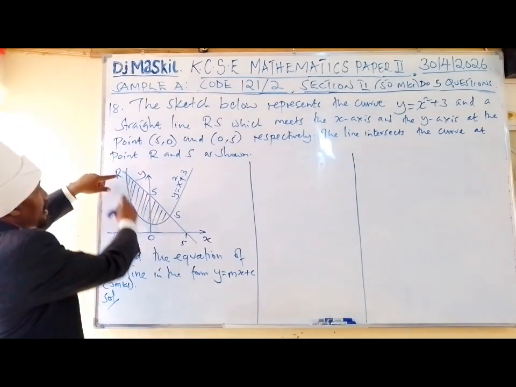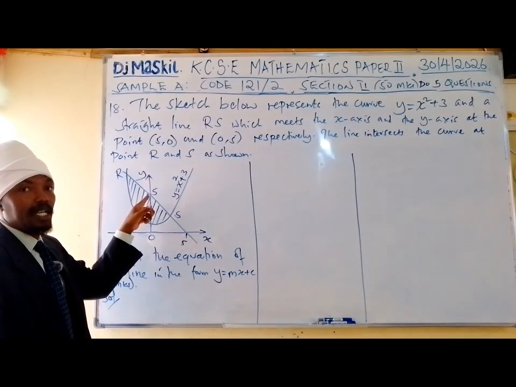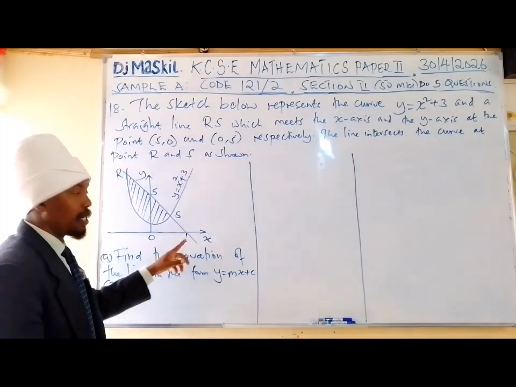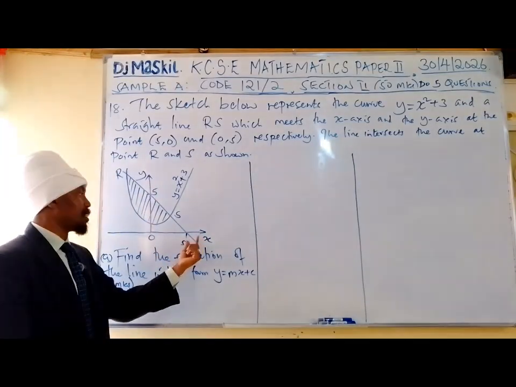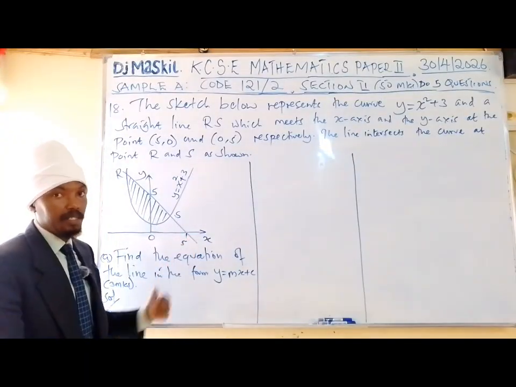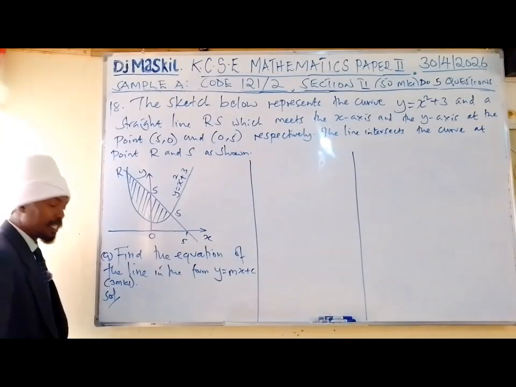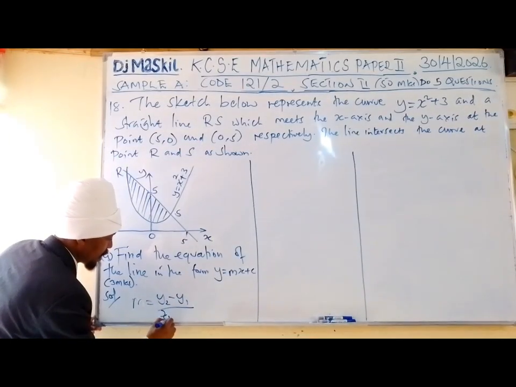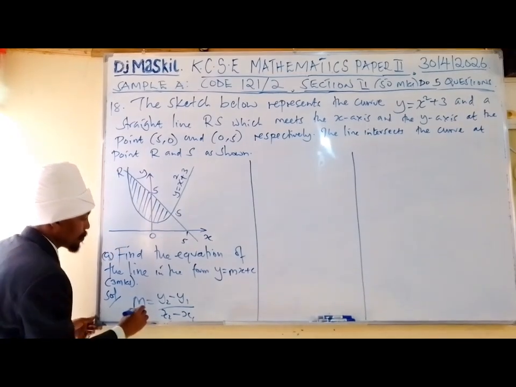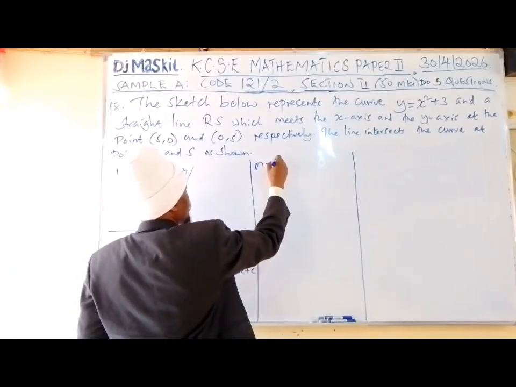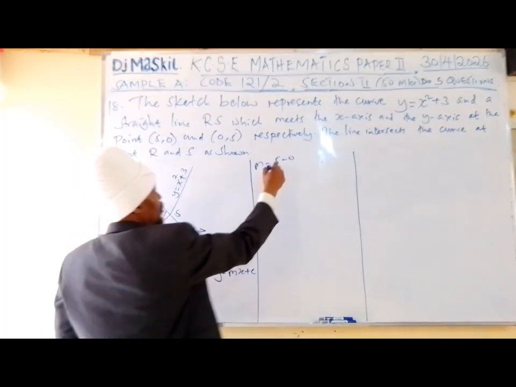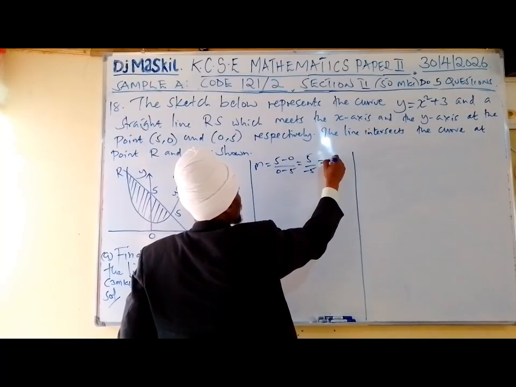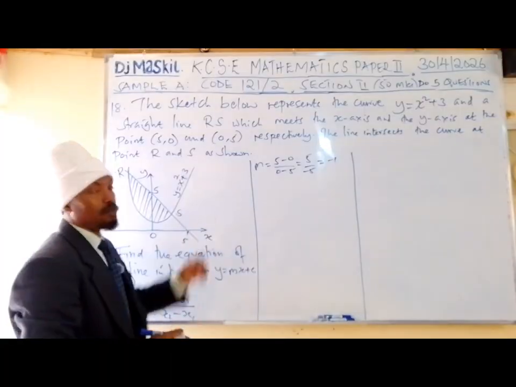So this is the point where our line RS meets the y-axis at point 0, 5, and this is the point where our line RS meets the x-axis at point 5, 0. So we first find the gradient, which is m, given by y2 minus y1 over x2 minus x1. So this gradient of ours will be given by 5 minus 0 over 0 minus 5, which is 5 over negative 5, and our gradient is negative 1.